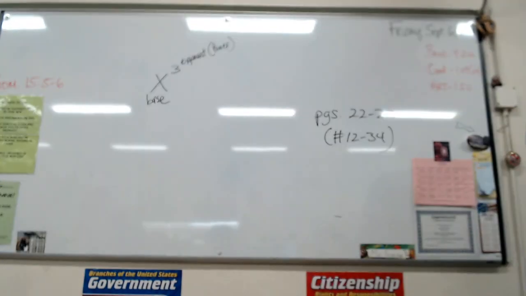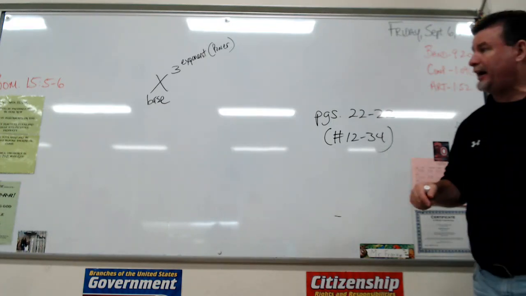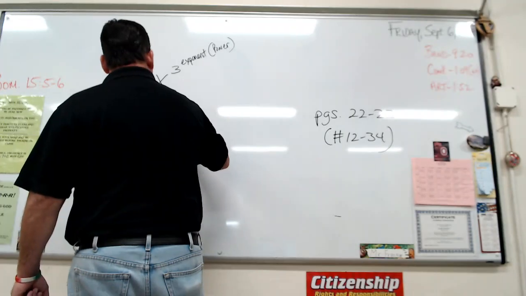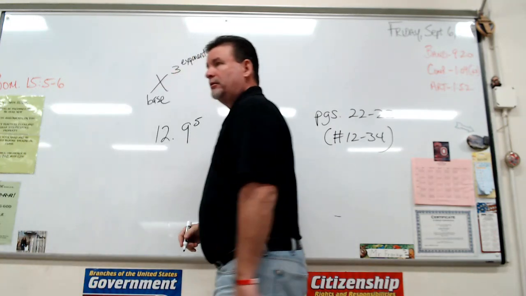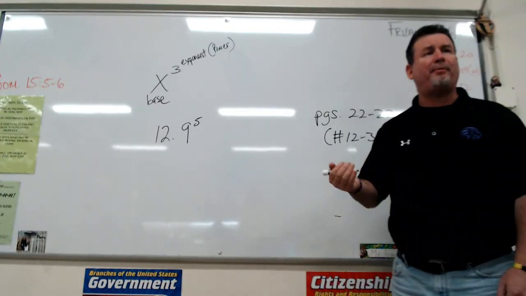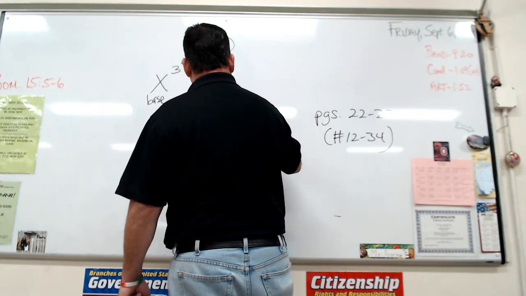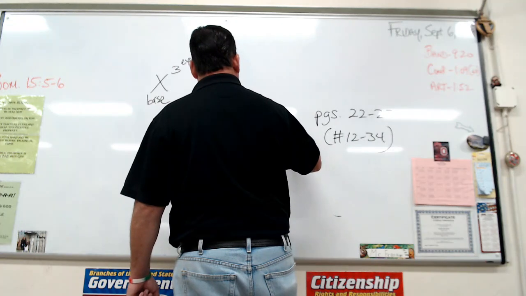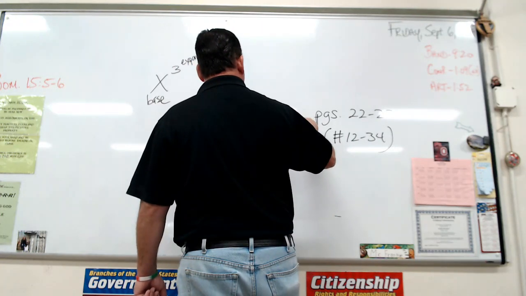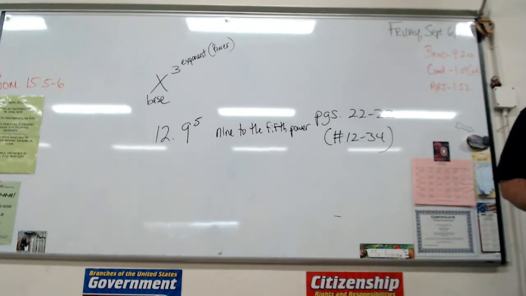Where you at? Are you in number 12? Okay. Write the product as a power and describe the power in words. So you're not going to write 9 times 9 times 9 times 9 times 9 on number 12. You're going to write this. Right? You're writing it as a power. Now it says describe the power in words. This is 9 to the 5th power. Okay? That makes sense. Everybody understand?